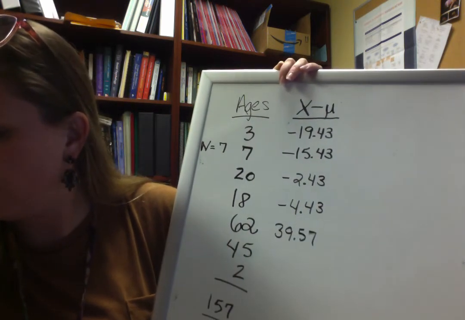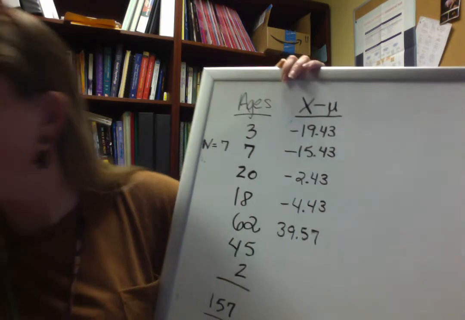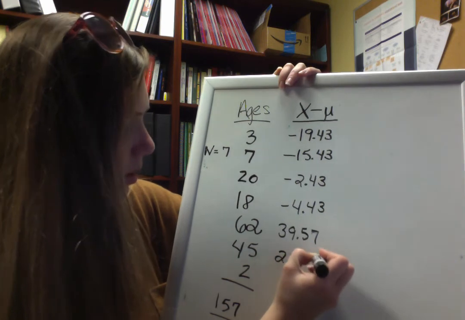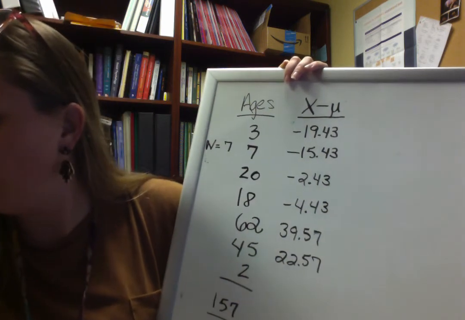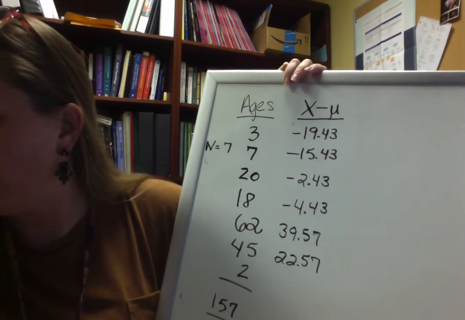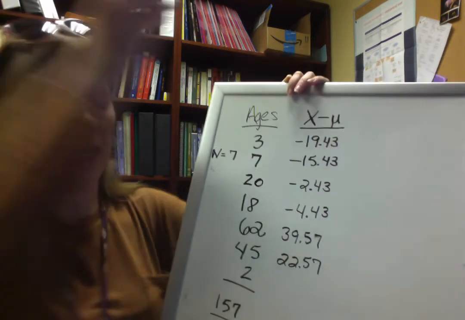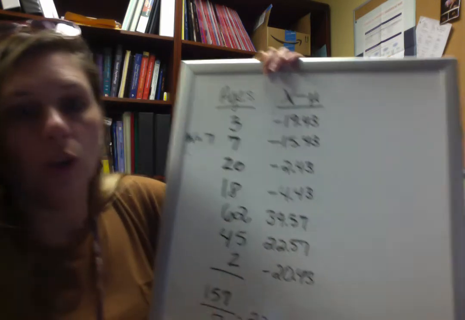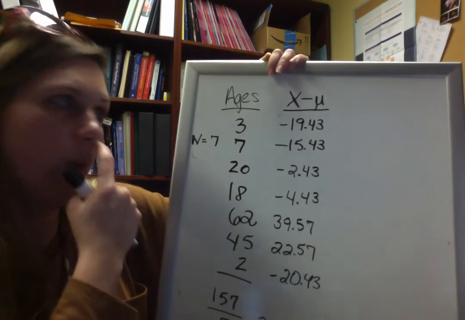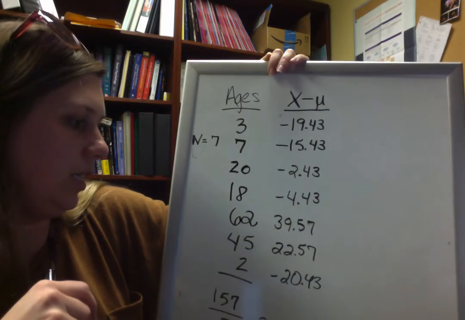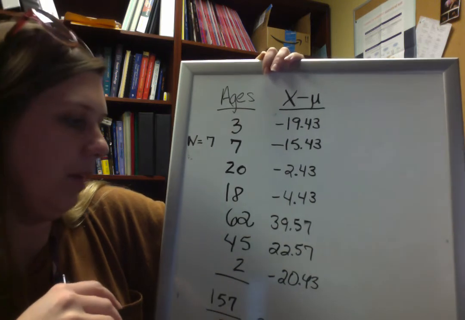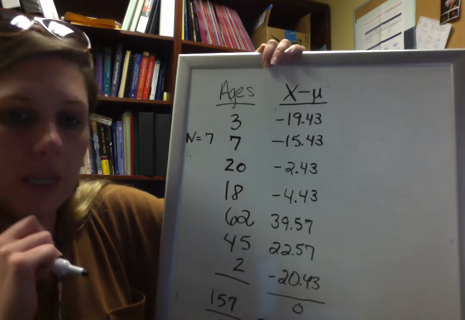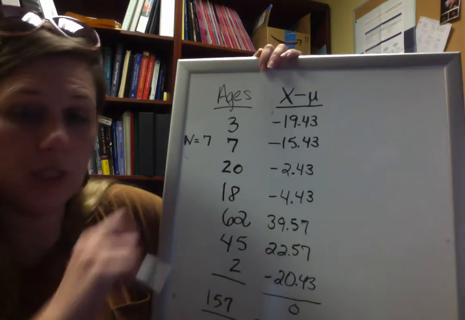45 minus 22.43 equals 22.57. And 2 minus 22.43 equals negative 20.43. Wow, that was fun. Okay. So something that would be a really good thing for you to do here is to add these together and make sure that they come out to equal 0, okay? Because if they don't come out to equal 0, we've done something wrong.